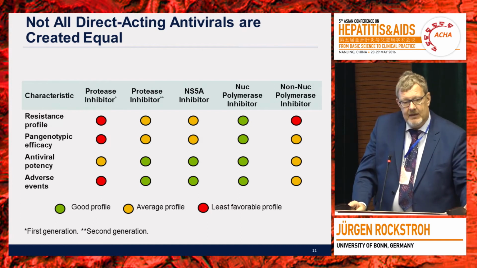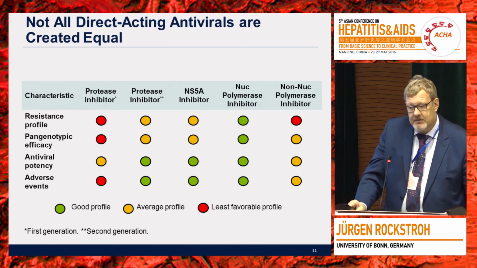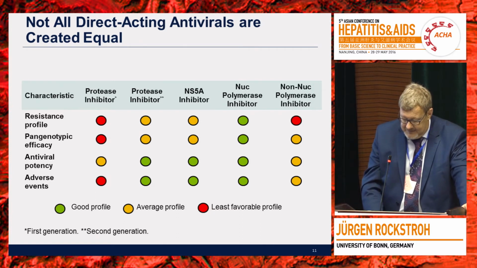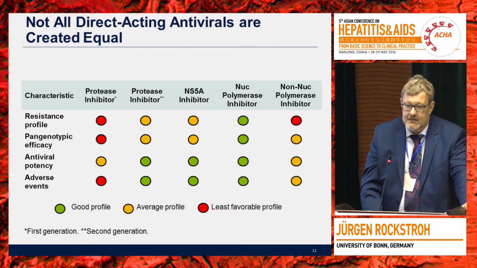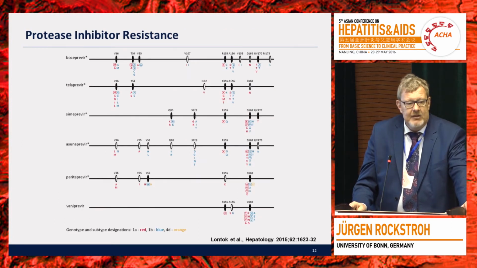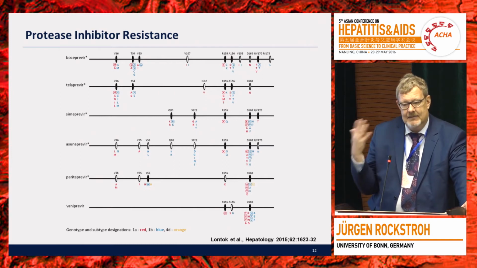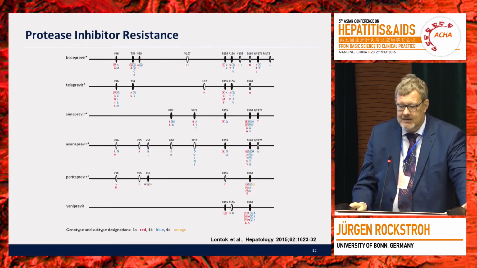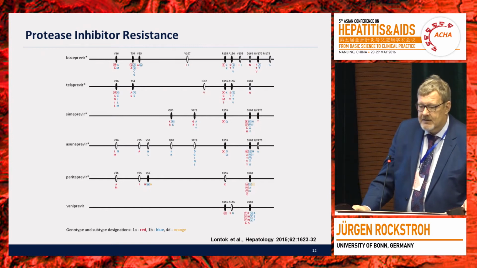Obviously, you can see that protease inhibitors of the first generation and also non-nuke polymerase inhibitors are associated with a very low genetic barrier and high emergence of resistance, and obviously that may play a role in the subsequent utility of these agents. Now, just like in HIV, and many of you will be familiar with that, there has been a classification and description of the signature mutations, and you can see that for the various compounds.